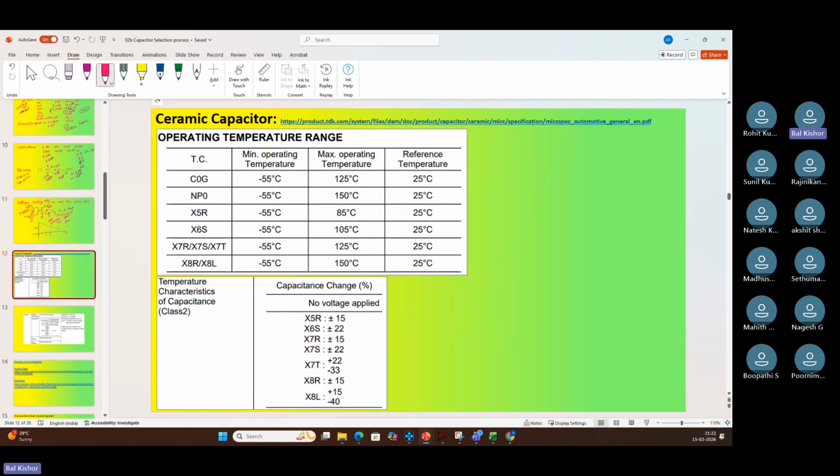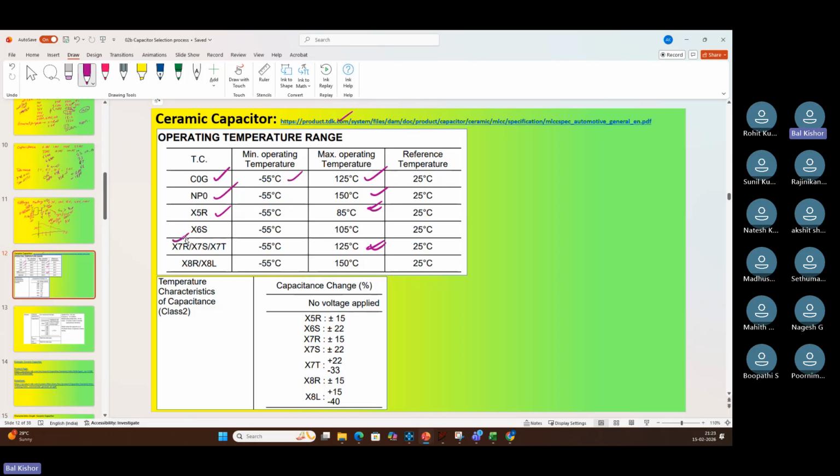Let me give you a proper table that is taken from one of the TDK products. You can see we have operating temperature. C0G and NP0 both are almost minus 55 to 125 and 150. Now X5R is up to 85 and X7R goes up to 125. So that's what I told you. X7R are the most commonly used capacitors, which have a very nominal operating temperature range also. But this is not a specific value for all of this composition, just an example.